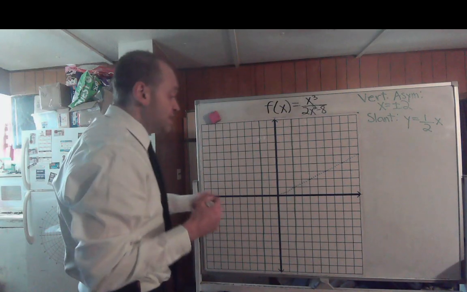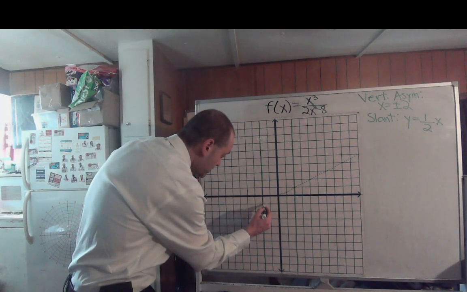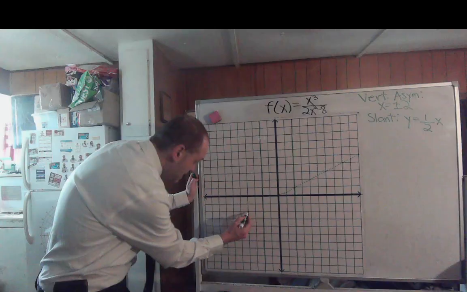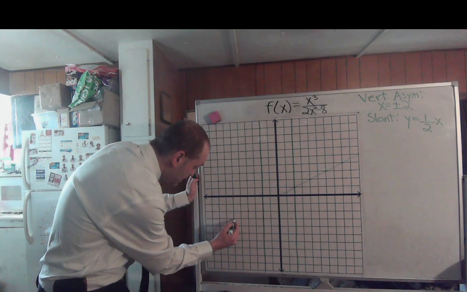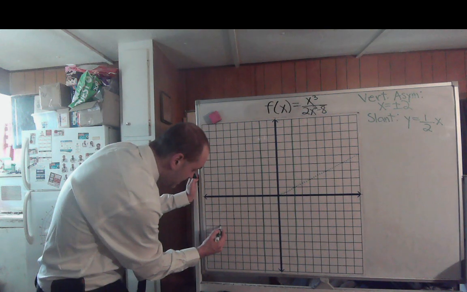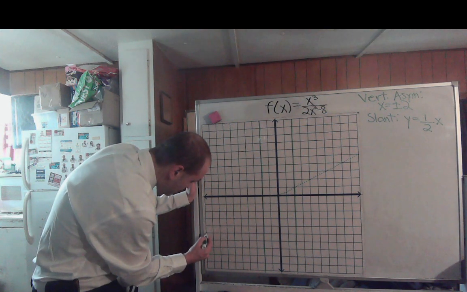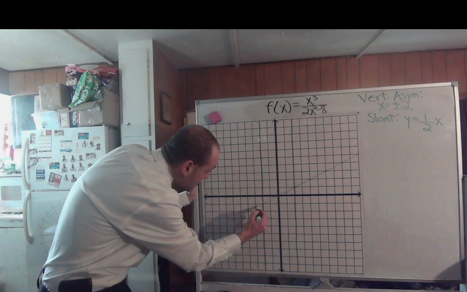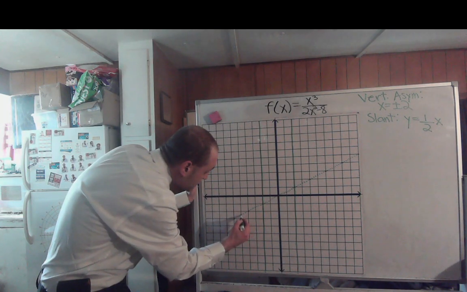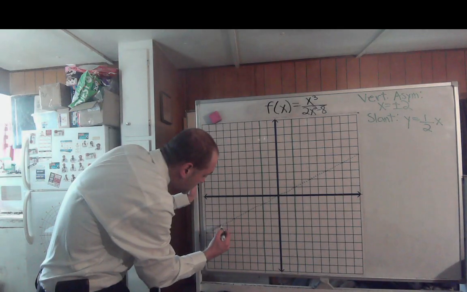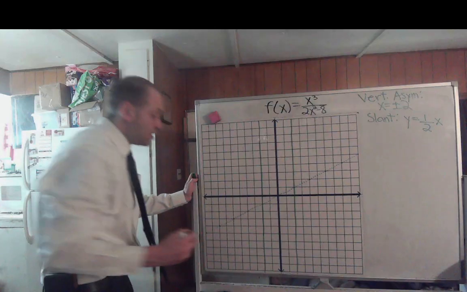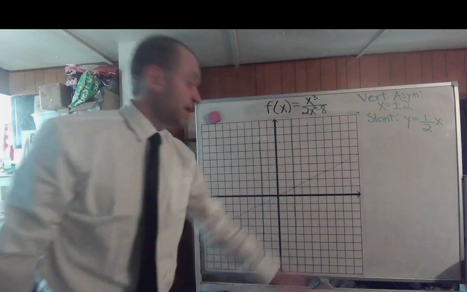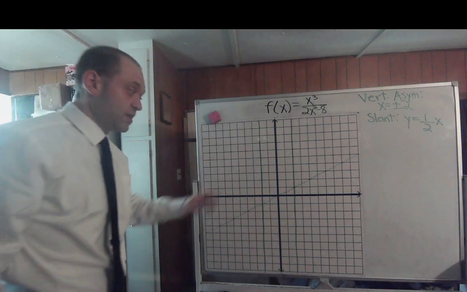All right. Now at -2, you would get -1. At -4, you get -2. -6, you get -3. -8, you get -4. -10, you get -5. All right. Now going left. Alright, so there's the two vertical asymptotes and the slant asymptote. It's going to make a very interesting graph.